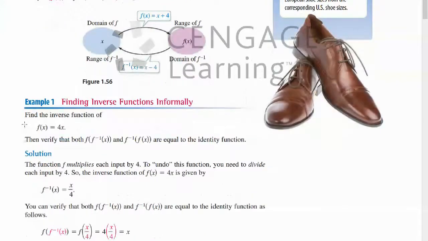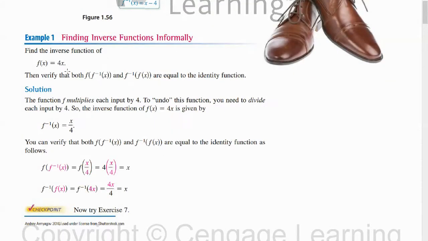All right, example 1: find the inverse of this function. Then verify that both f of f inverse and f inverse of f of x are equal to the identity function, that is to say, they're equal to x. Let's just look at this. What's the opposite of multiplying by 4? The answer is dividing by 4. This one's so simple, we can literally do it by inspection. So the inverse of this would be x divided by 4, okay? 4 times x, x divided by 4. These are inverse operations. They're also inverse functions of one another.